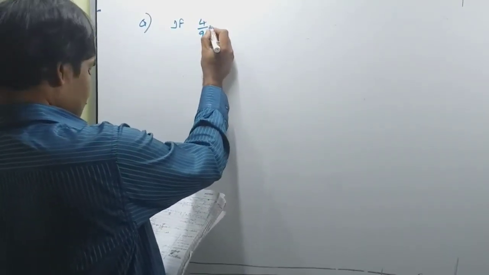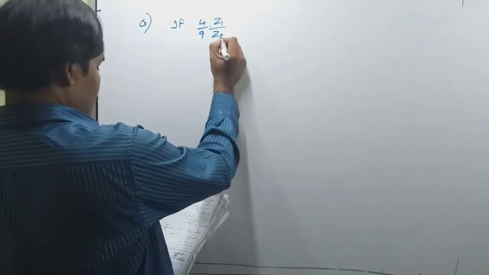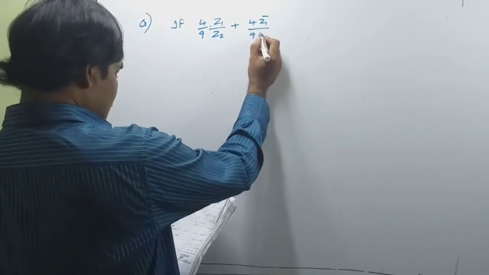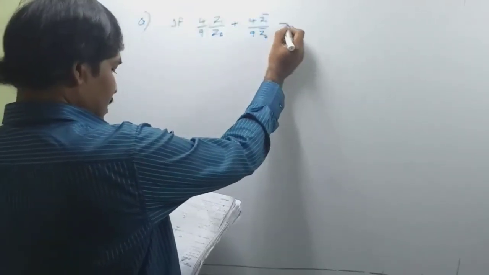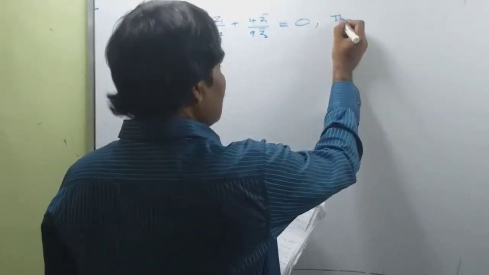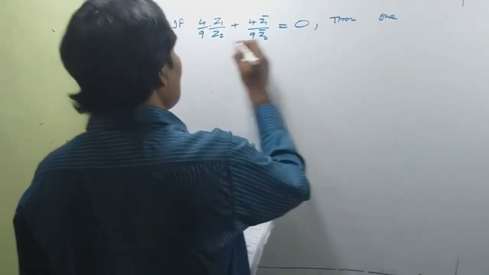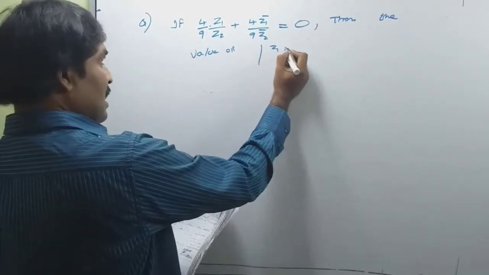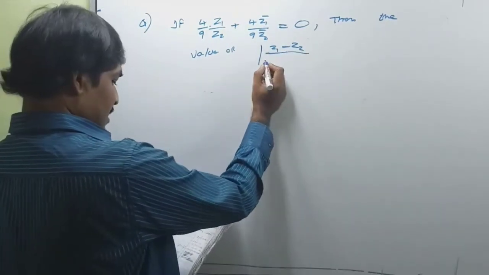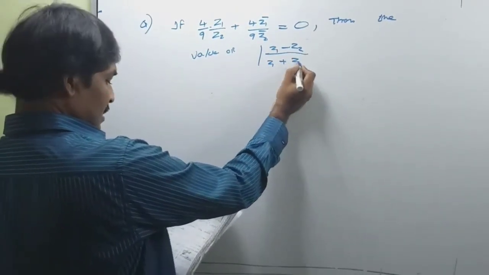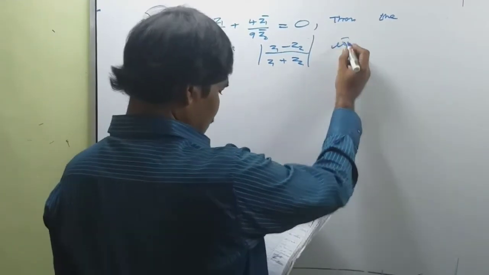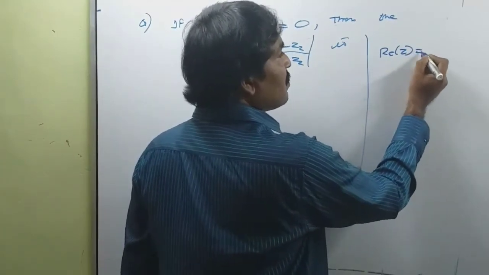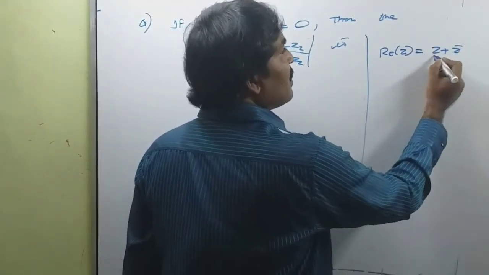If 4/9 into Z1/Z2 plus 4 Z1 conjugate divided by 9 Z2 conjugate is equal to 0, then the value of mod of (Z1 minus Z2) divided by (Z1 plus Z2) is. Real of a complex number Z is equal to (Z plus Z conjugate) by 2.